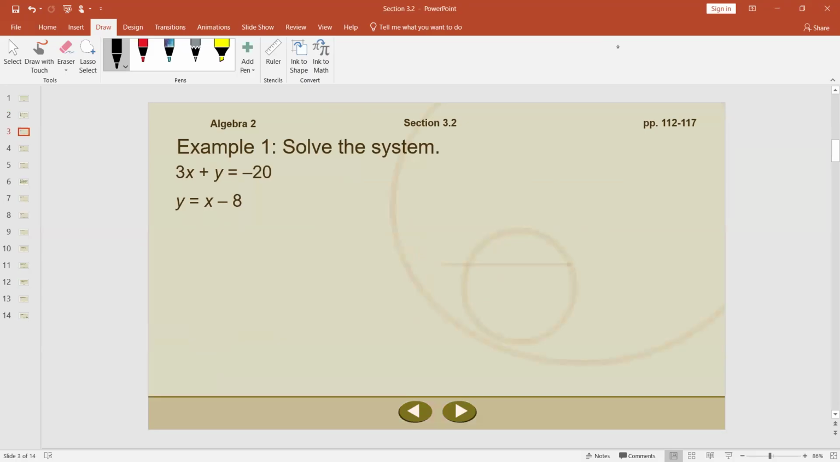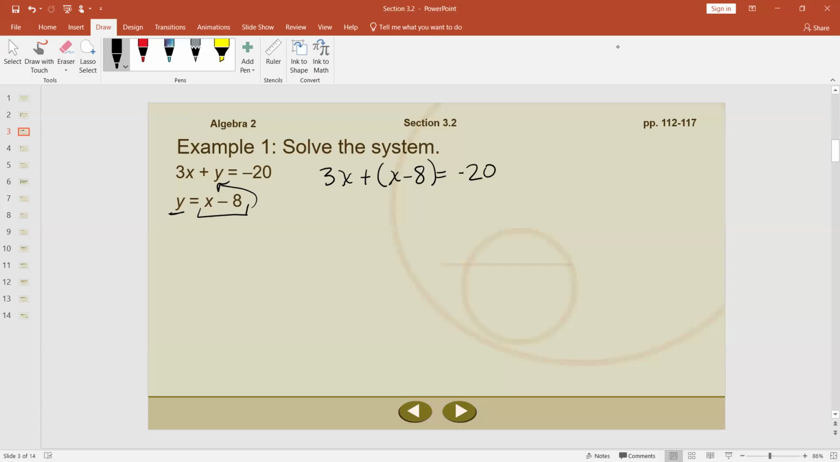In this case, I have a fairly easy one. The first equation is 3x plus y equals negative 20. But the second one, we obviously can solve for y, so y equals x minus 8. And we would plug that into the other equation. Whichever one you simplify to solve for a variable, you want to make sure you plug that expression into the other equation so that you don't just end up getting a true statement. So I'm going to take the 3x plus y, and instead of y, I'm going to place the x minus 8, equals negative 20, and this way I can solve for x.